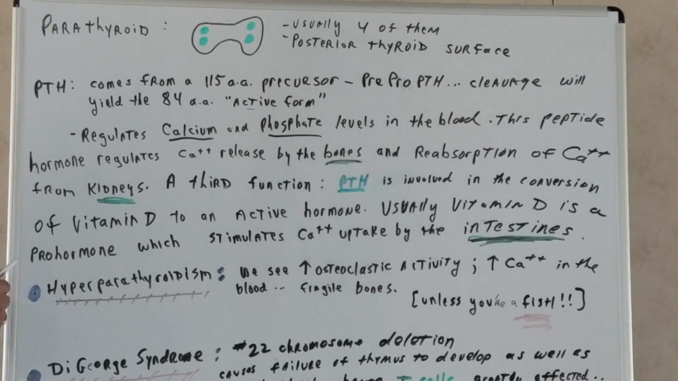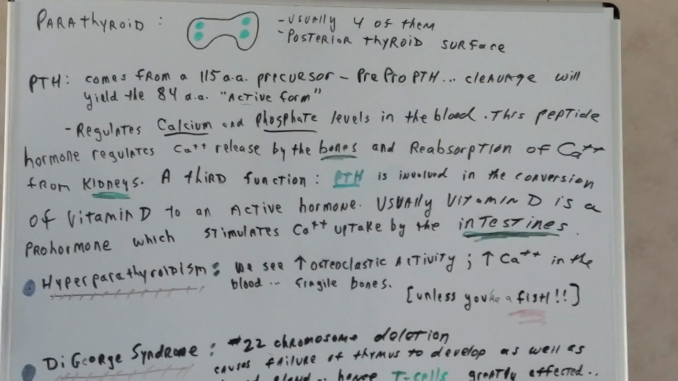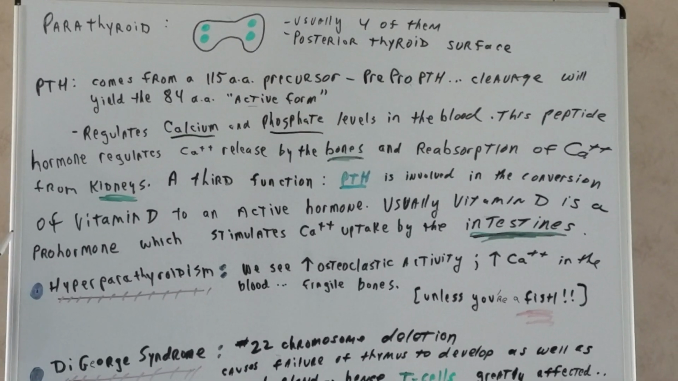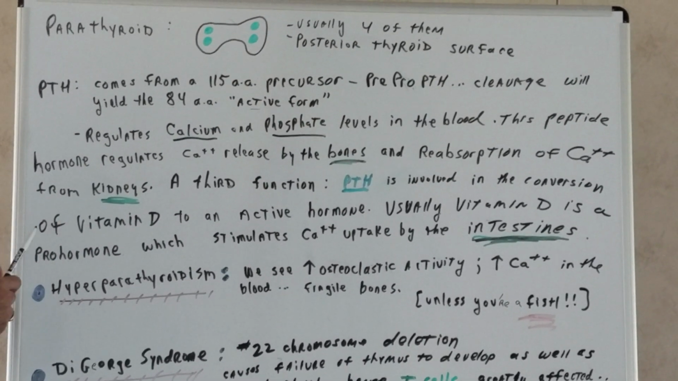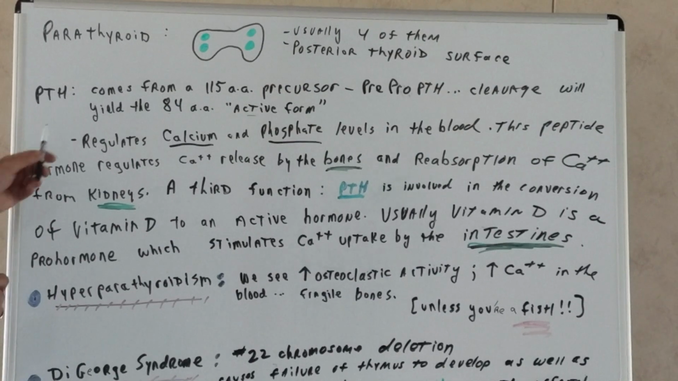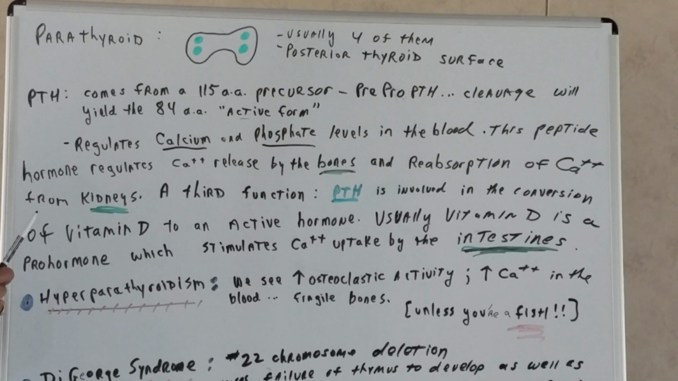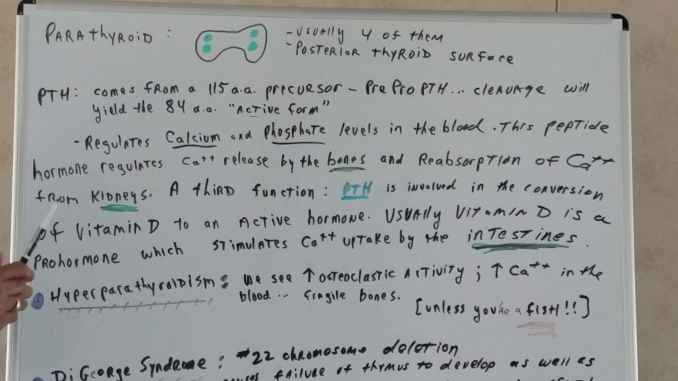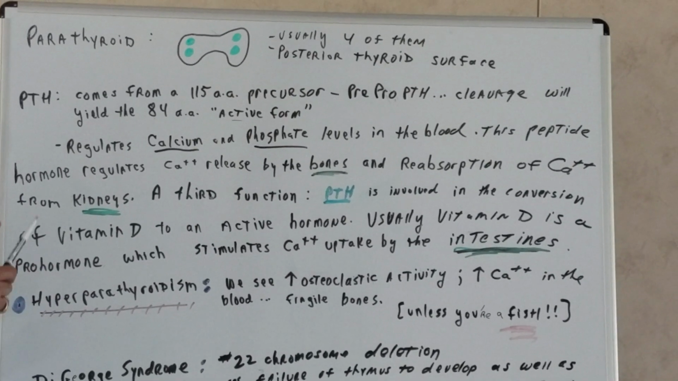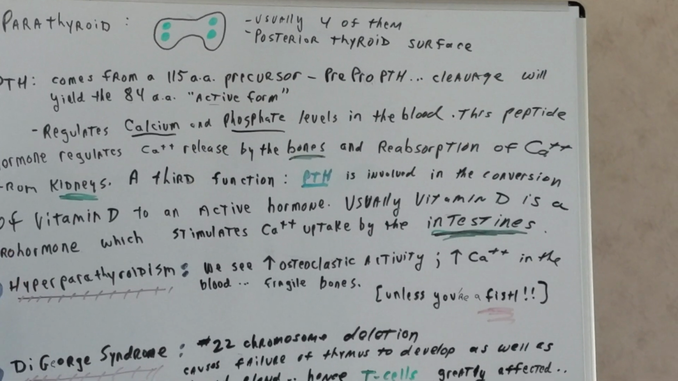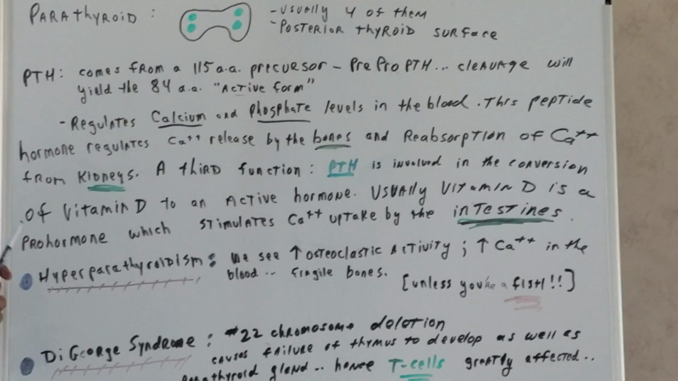Parathyroid hormone, which we usually abbreviate as PTH, comes from a 115 amino acid precursor. And we call this pre-pro-PTH. Cleavage will yield an 84 amino acid active form. And that's often a form of activation when we cleave a certain number of amino acids off and we create a form that is in the active form.